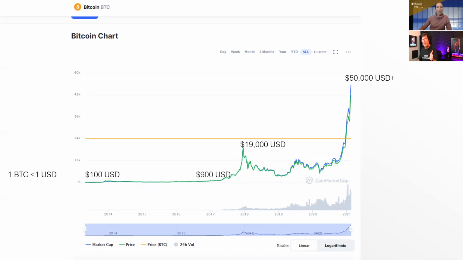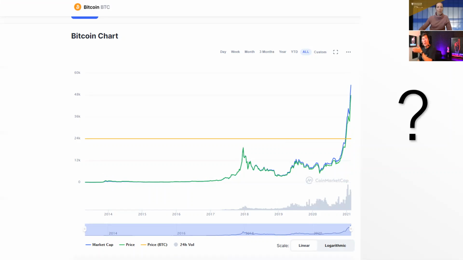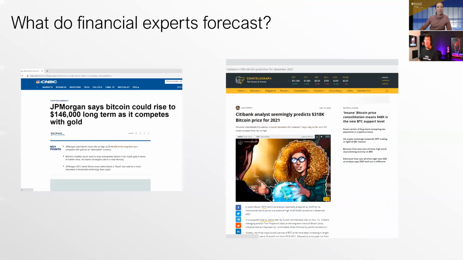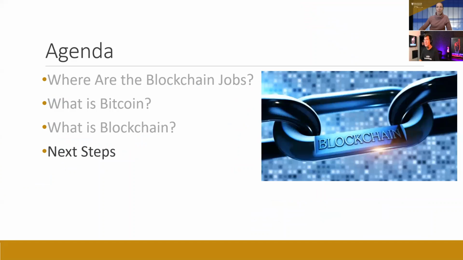The question is, where are we going? JP Morgan says Bitcoin could rise to $146,000. Citibank thinks it might hit $318,000, because people that have been investing traditionally in gold are now saying, wait a minute, I don't have to park all my money in gold, which really hasn't been growing that much. Might as well take advantage of Bitcoin. So a lot of the money that has been put into gold is starting to be invested in Bitcoin. And since, as you will learn, there's a limited amount of Bitcoins available, the price of each Bitcoin goes up. These are all lessons that you will learn as you get more involved in the space.